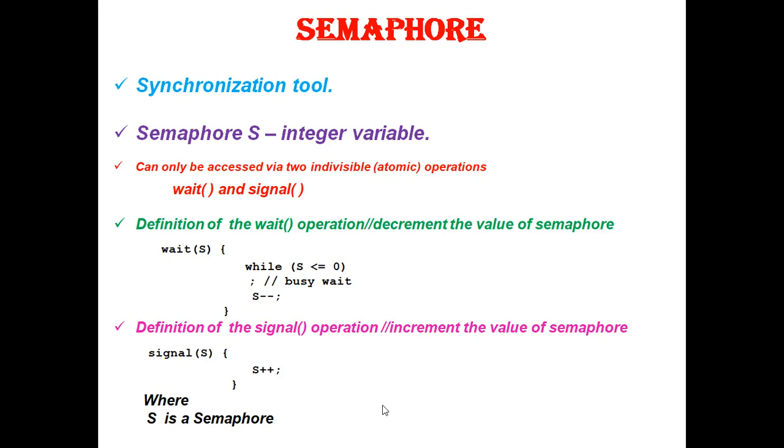Next topic is semaphore. What is this semaphore? Semaphore is a synchronization tool. Here we always use a single variable s, which is an integer variable that can only be accessed via two operations. One is the wait operation, another one is the signal operation.